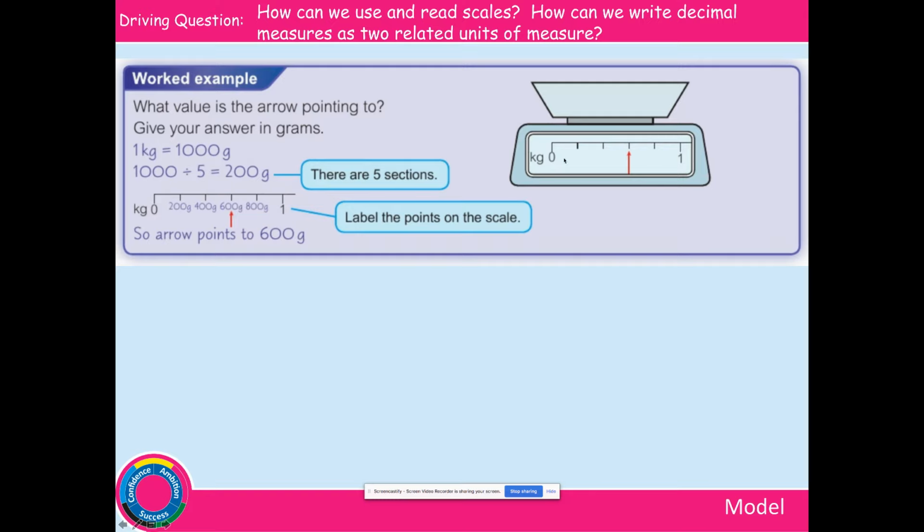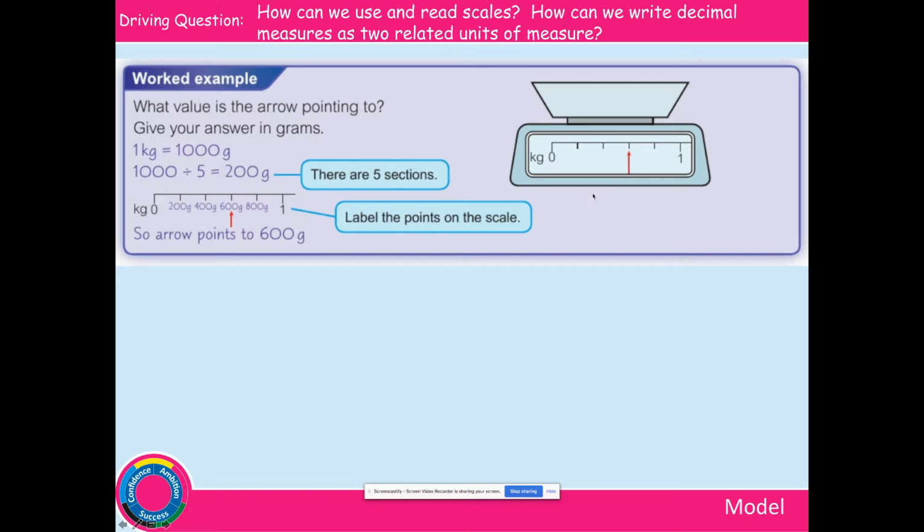So we could do 1 divided by 5, or we could convert these kilograms to grams. Now we know that there's 1,000 grams in 1 kilogram. So we can do 1,000 divided by 5. 5 into 1 doesn't go, so put your 1 here next to the 0. So 5 into 10 goes 2, nothing left over. 5 into 0 is 0, 5 into 0 is 0. So that will give us 200 grams for each of the little jumps in between 0 and 1. Our arrow is pointing to the third one along, which if we counted 200, 400, 600, we know that the arrow is pointing to 600 grams.